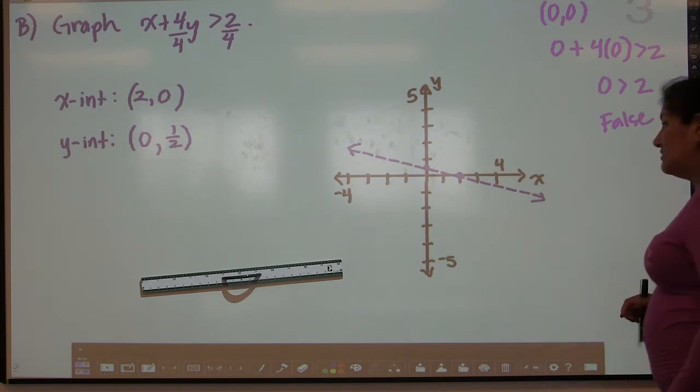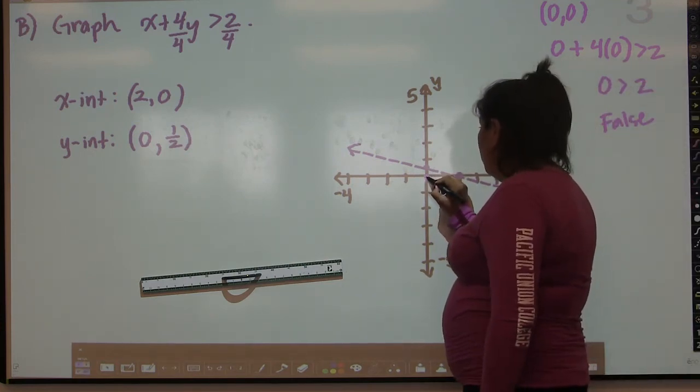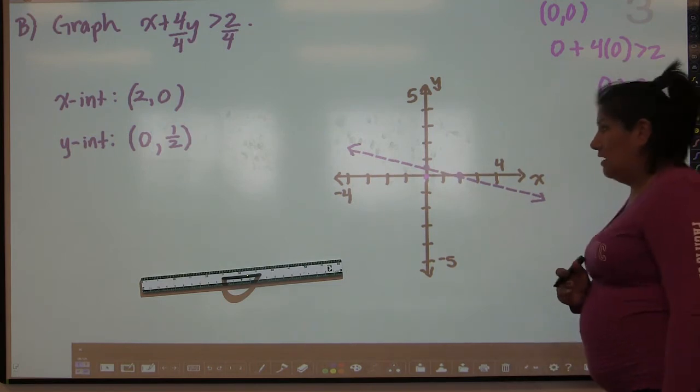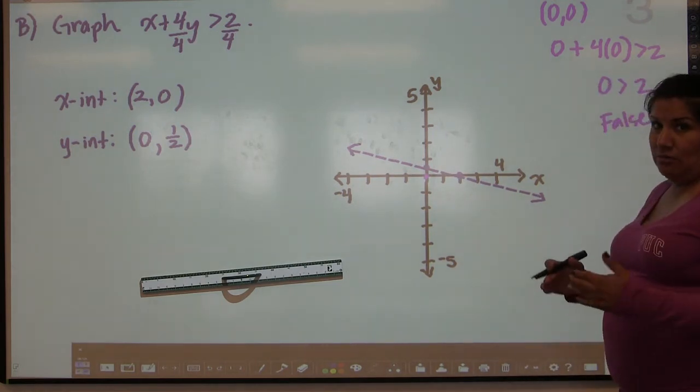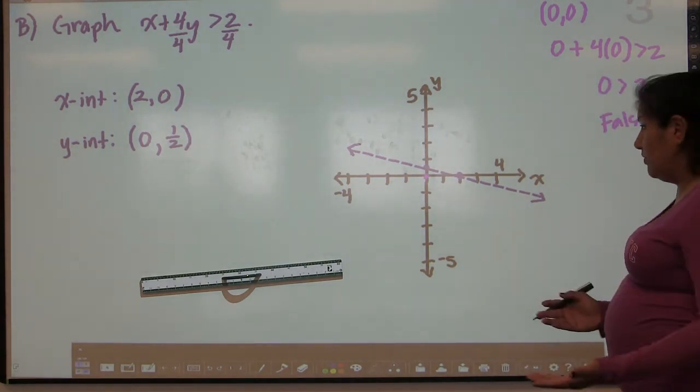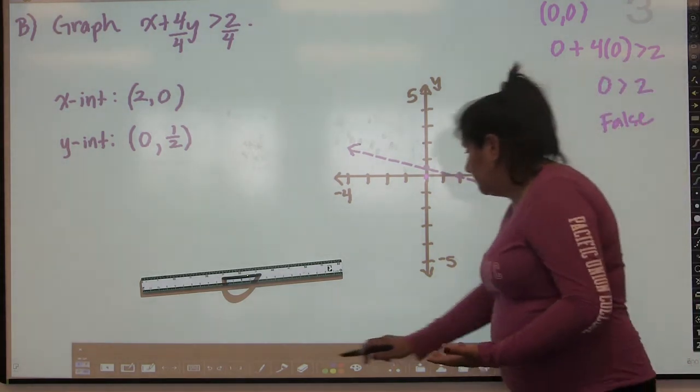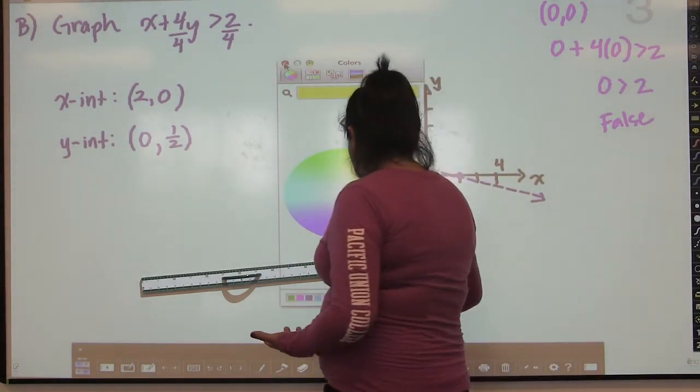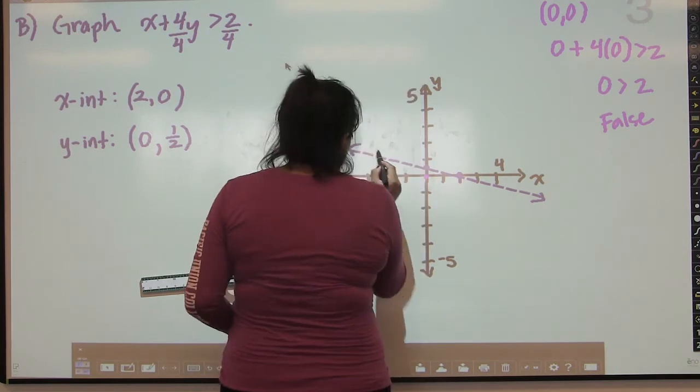Okay, now because it's false and the origin is right here, the origin lies below the boundary line. Therefore, we're not going to shade where the origin is. We're going to shade away from the origin because it wasn't true. So we're going to shade over here.